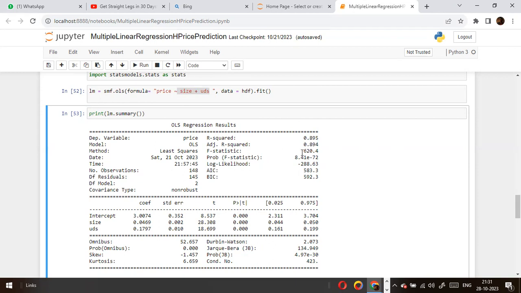Okay. Next one is the F statistic. So it gives us the F statistic, and along with that, it gives me the probability of the F statistic. So this is your P value. So is this P less than alpha? Is this correct?